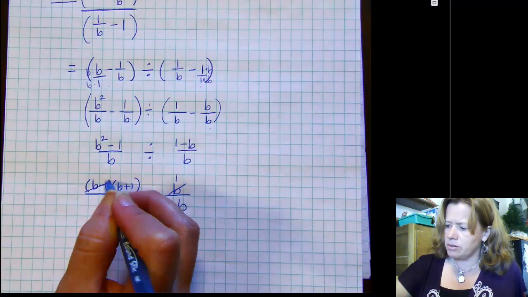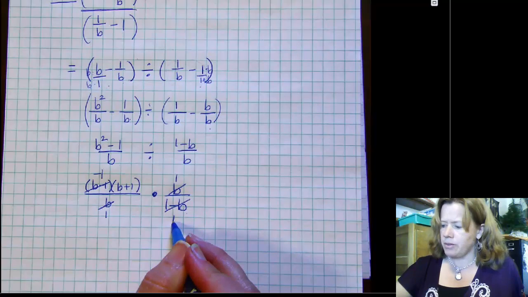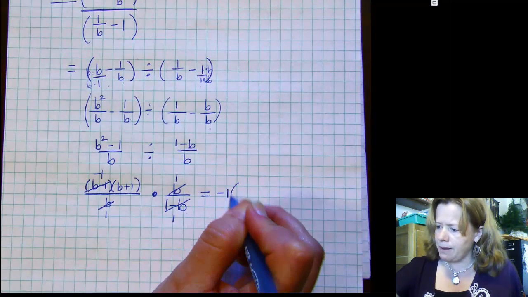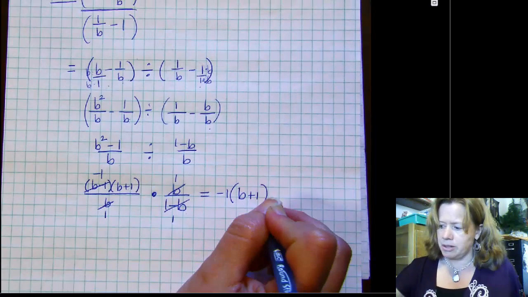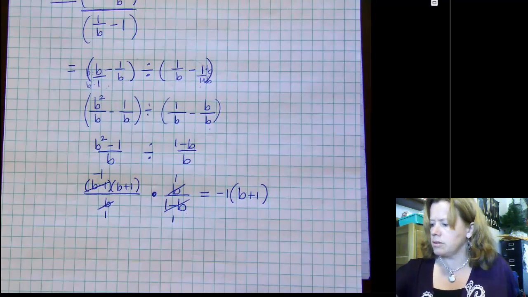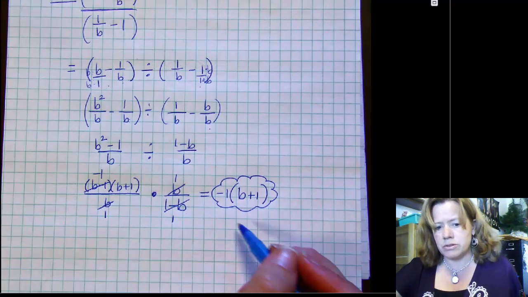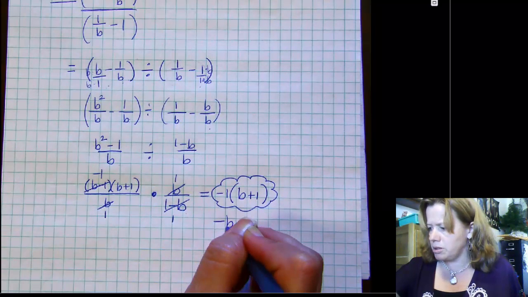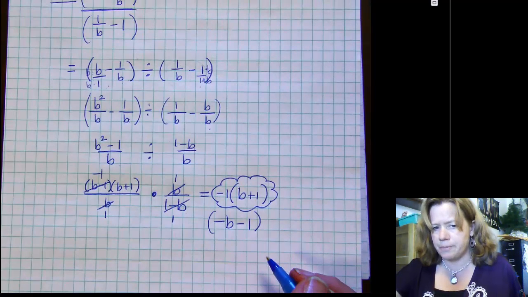So I'm going to call the negative 1 up top, leave the bottom positive 1, gather everything up. So up top I'm left with negative 1 and b plus 1. On the bottom I'm left with 1, so I'm not going to write anything. I'm going to leave that alone. Some of you may want to distribute that negative 1 through and say negative b minus 1. It doesn't matter. I don't take the time usually to do that.